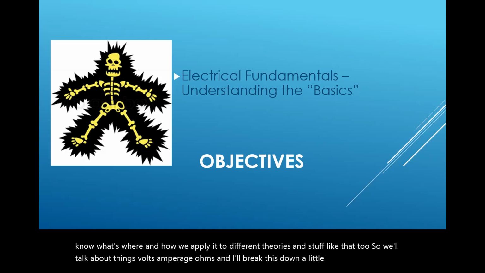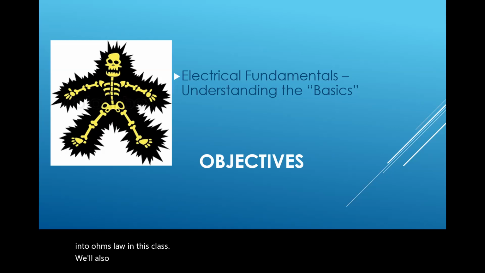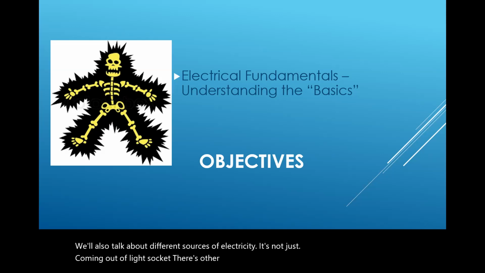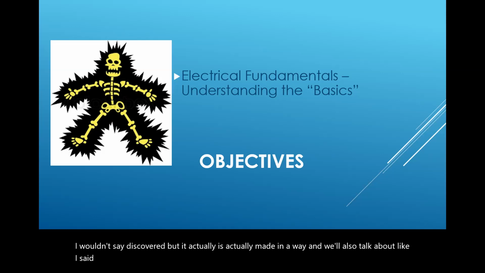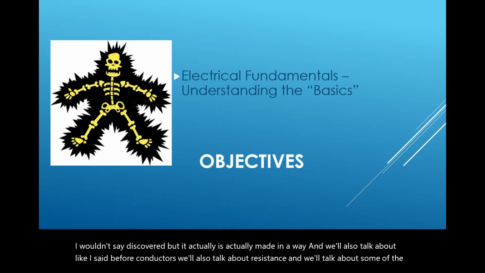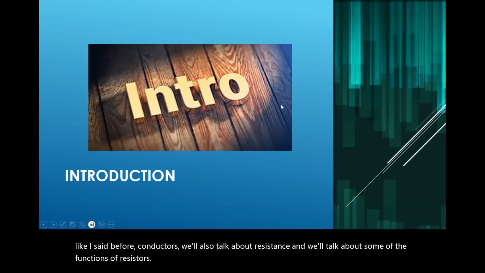and I'll break this down a little farther when we get into Ohm's law in this class. We'll also talk about different sources of electricity. It's not just coming out of a light socket. There are other ways that electricity is actually, I wouldn't say discovered, but it actually is made in a way. And we'll also talk about, like I said before, conductors. We'll also talk about resistance, and we'll talk about some of the functions of resistors. So just a little introduction.